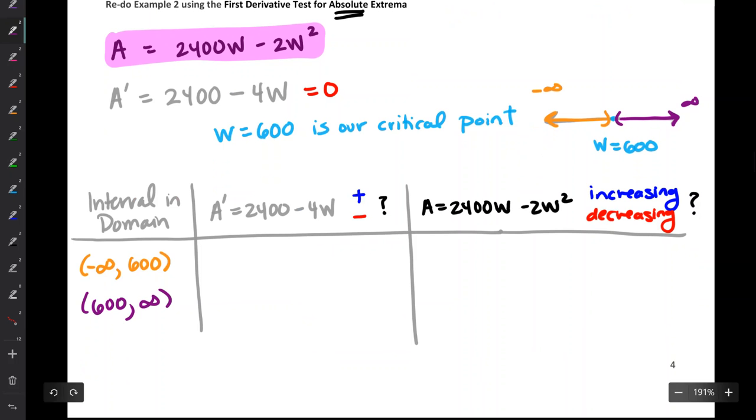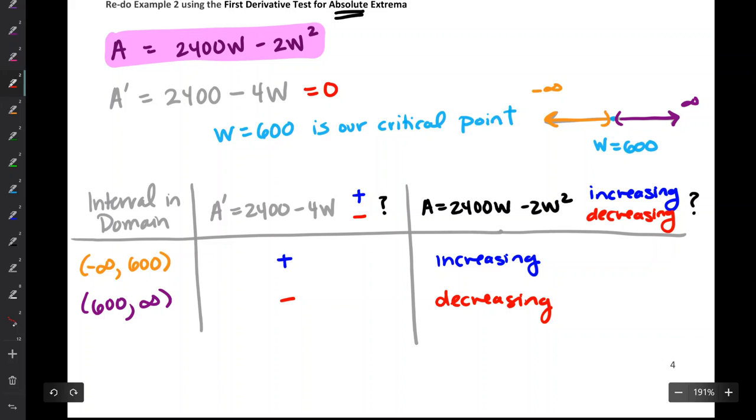Pick any number less than 600. I don't know, how about 0? If W is 0, we've got A prime is 2400. What do I care about? I care that A prime is positive, so A must be increasing. Pick a number greater than 600. I don't know, 1,000. Put it in for W. 2400 minus 4,000 is negative. I don't even care what the number is. I just care that it's negative, so A must be decreasing.